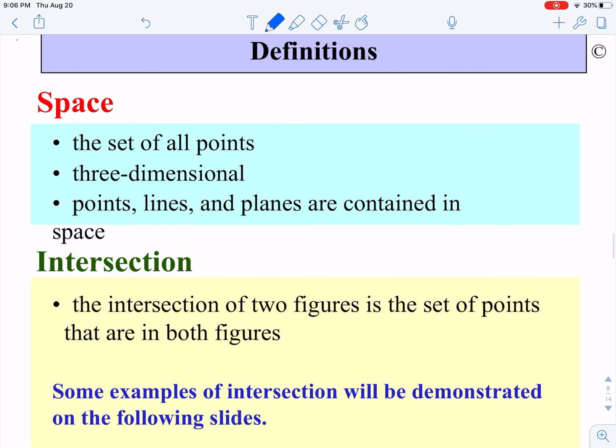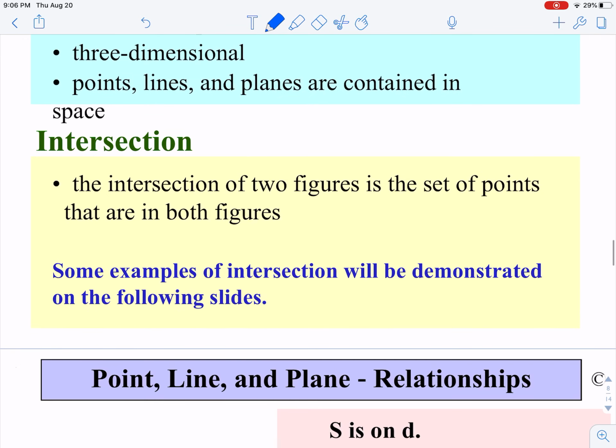Next is space, just like outer space. I was talking about stars in the sky. The same thing applies here. A space is a set of points. Points can be considered like stars in the sky, so it's the same kind of space you could think of in your head. It is 3-dimensional. Again, that's kind of difficult to write on a 1-dimensional surface. Points, lines, and planes are all contained in space. Actually, all shapes are contained in space.